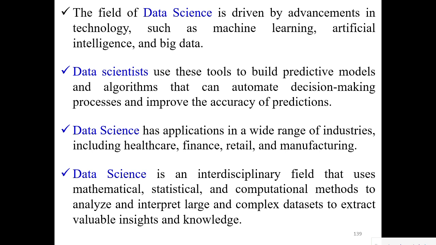Then the field of data science is driven by advancements in technology such as statistical methods, machine learning techniques, deep learning techniques, artificial intelligence techniques, and big data and cloud computing. So that's why data scientists use these tools to build predictive models and algorithms that can automate the decision making process and improve the accuracy of predictions. Data science has applications in a wide range of industries, including healthcare, finance, retail, and manufacturing.